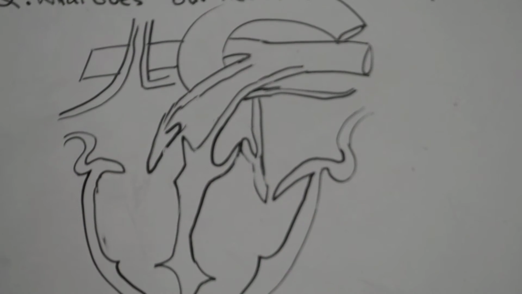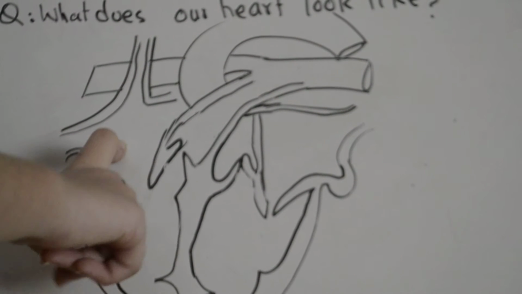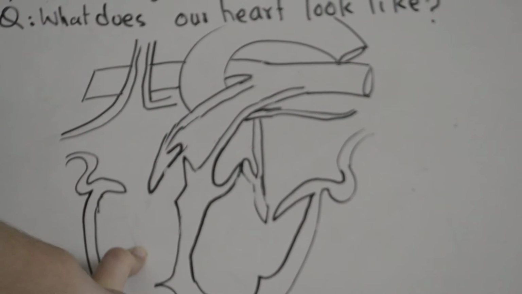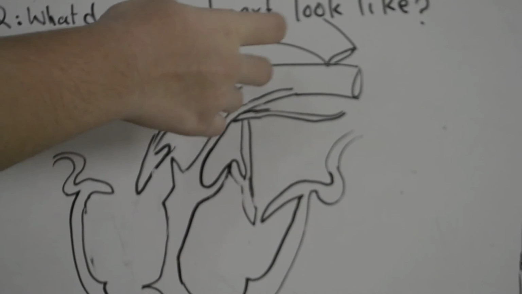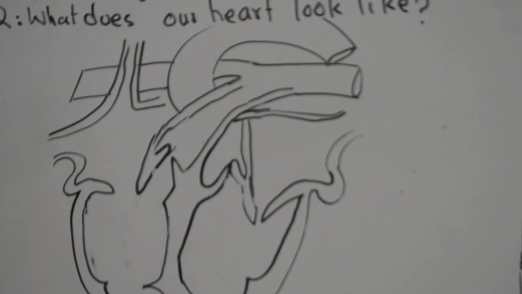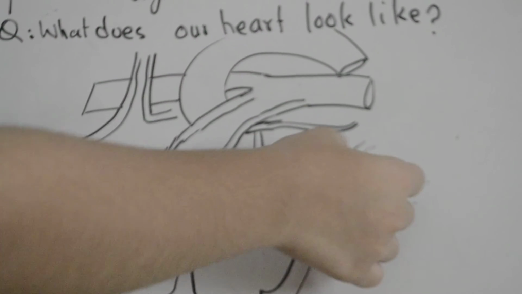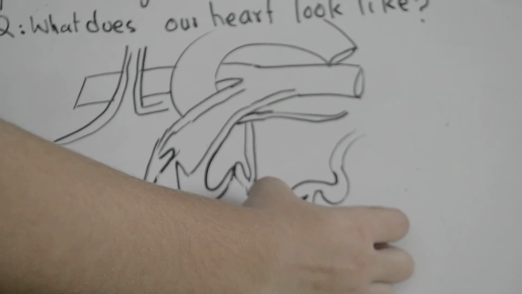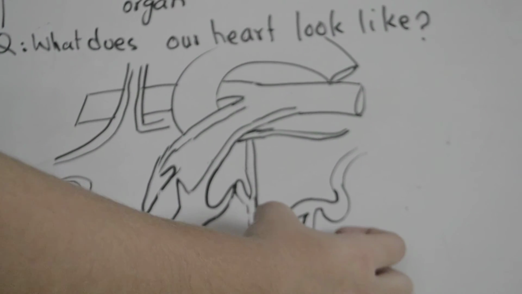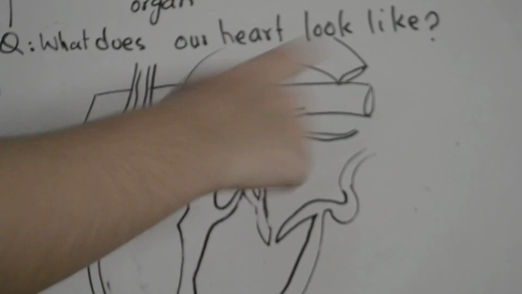So this is how our heart works, from the vena cava to the right atrium, then through the tricuspid valve to the right ventricle, and then to the lungs through the pulmonary artery, and when it gets purified, it moves to the left atrium, through the bicuspid or mitral valve, and then to the left ventricle, and then through the aorta to the whole body.